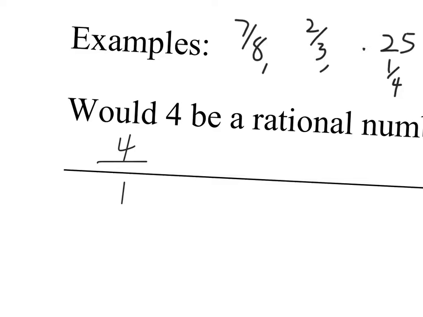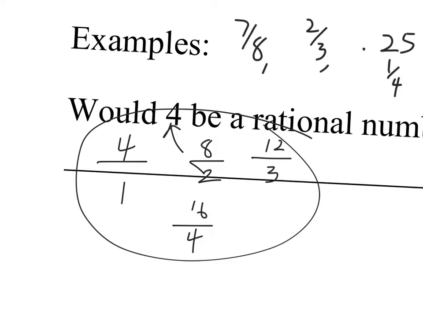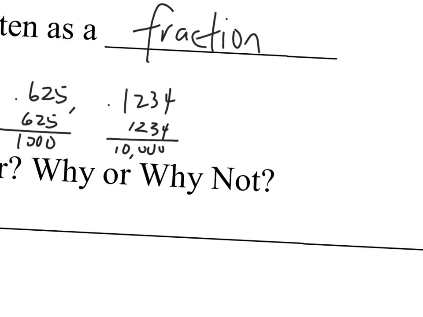That's a fraction. What about 8 over 2? Or 12 over 3? Or 16 over 4, right? Aren't these all the same thing as 4? So our whole numbers, 1, 2, 3, 4, 5, 6, those could be written as fractions, any of these, -4 too, because you could always write these as over 1.